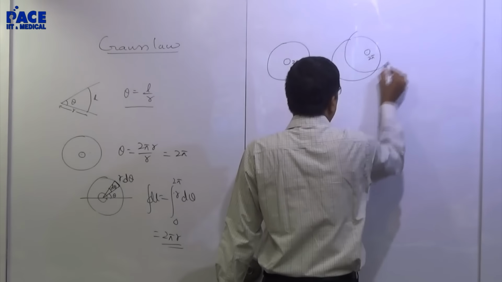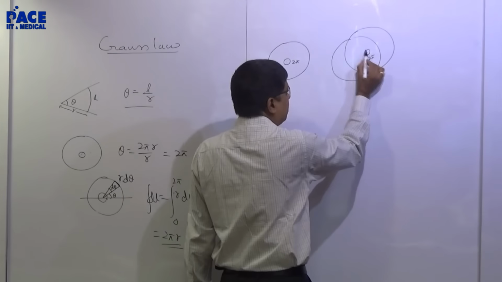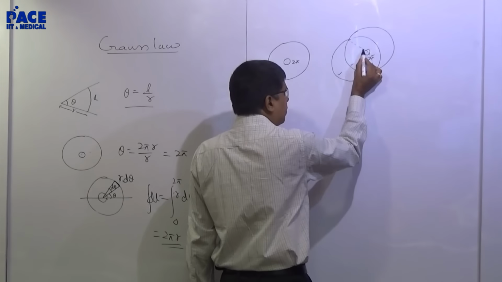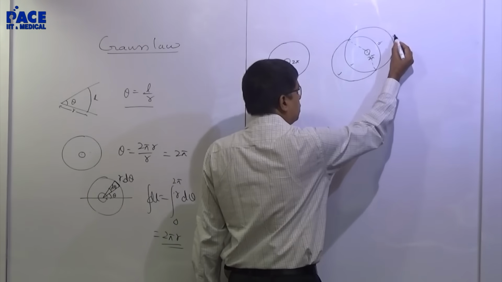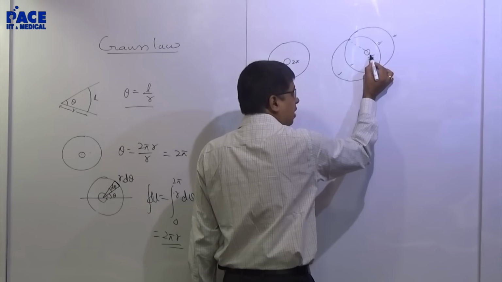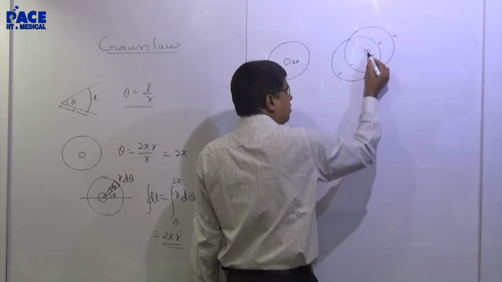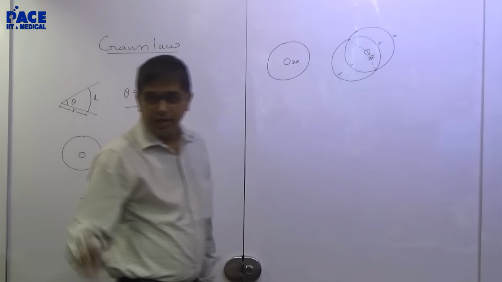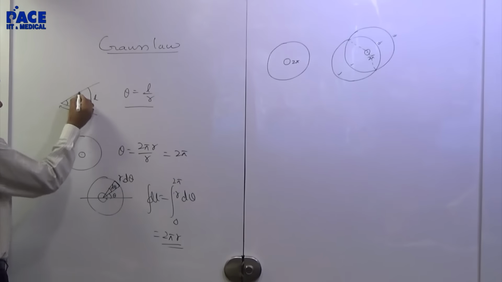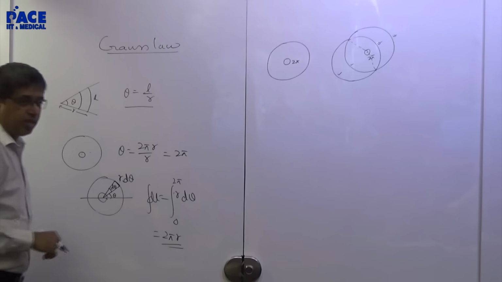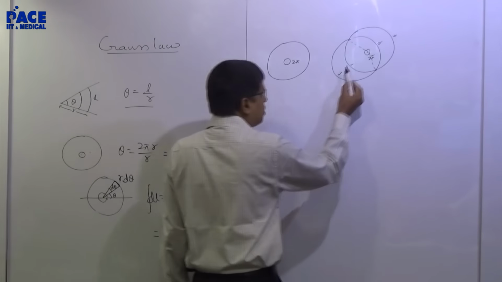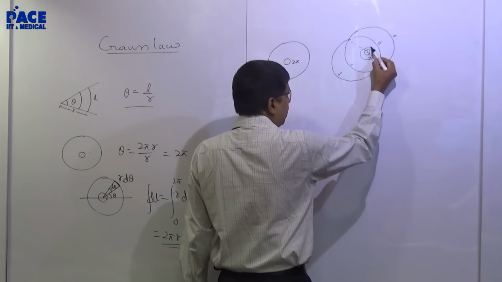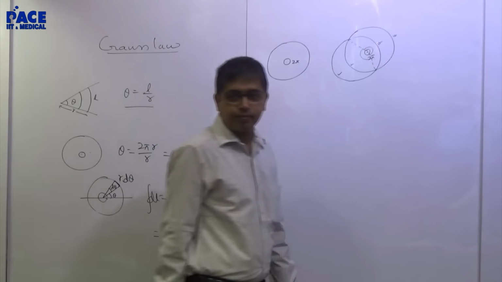Keeping this as the center, draw a circle. Now join these two. This line and this line will subtend the same angle here. So for this circle, if the angle is 2 pi, even for this circle the angle subtended here is 2 pi. It is more like telling you, whether it is this line or this line, the angle subtended here will be the same.